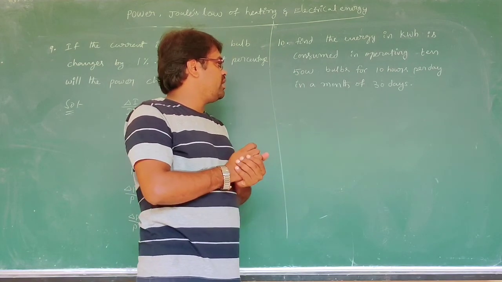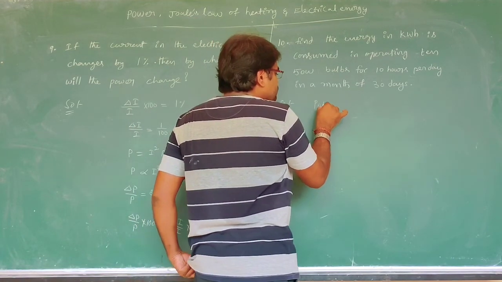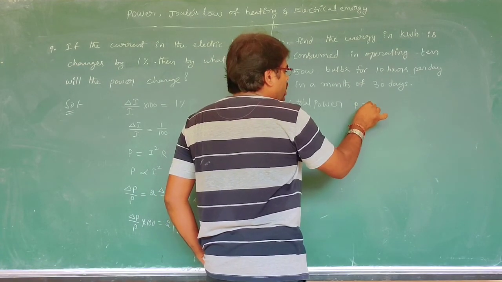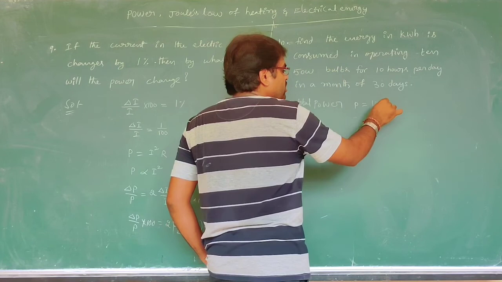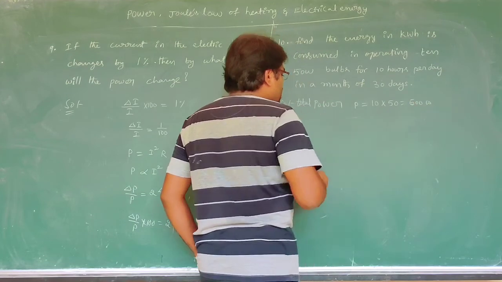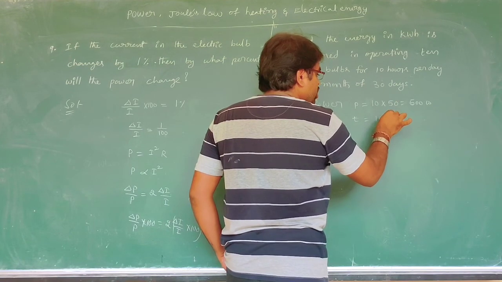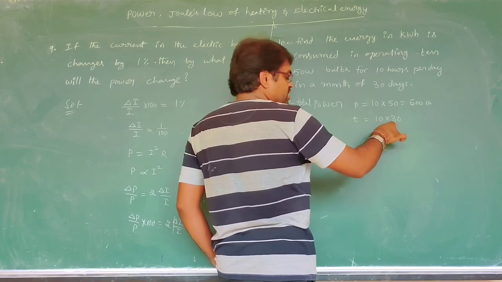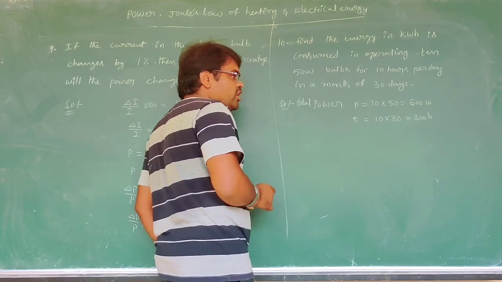Now, find the energy in kilowatt hour consumed in operating 10 bulbs of 50 watt for 10 hours per day in a month of 30 days. See what they have given first, the power. Total power P is equal to 10 bulbs into 50, that is 500 watt. Now time: for a day 10 hours into 30 days, that is 300 hours.